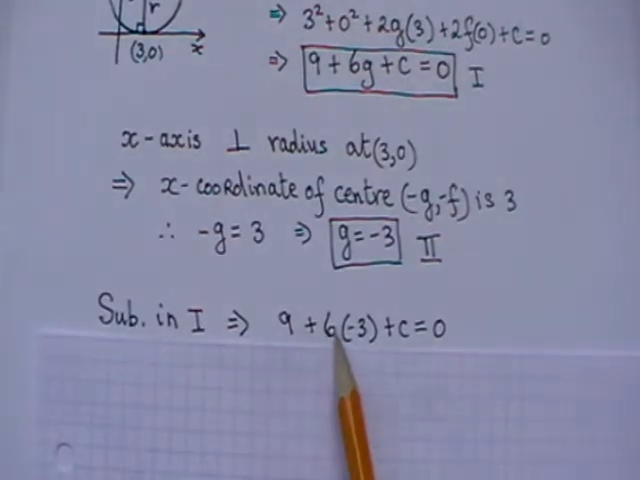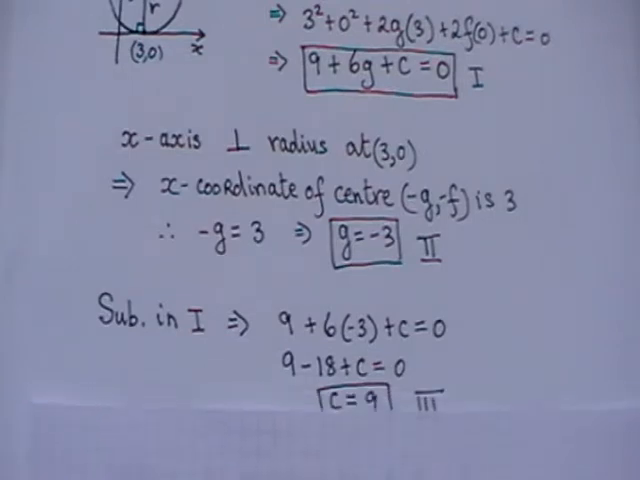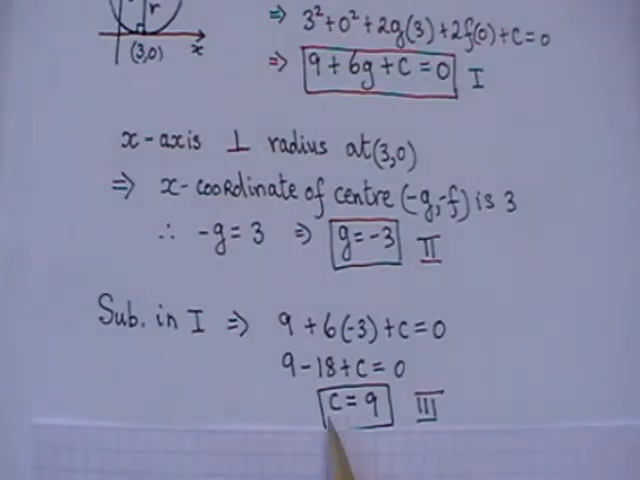And we get 9 plus 6 times minus 3 plus c equals 0. 9 minus 18 plus c equals 0, or c equals 9, our third equation.